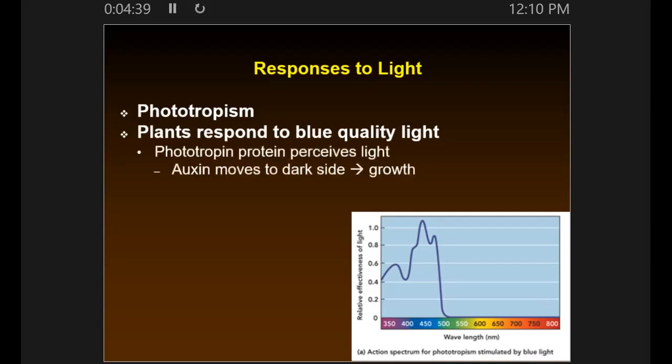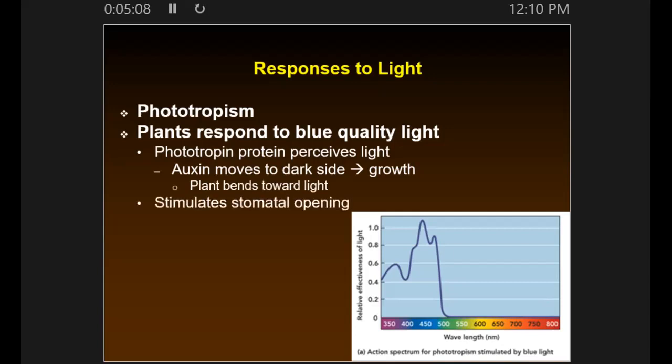So they figured out that there's an actual protein called phototropin that is absorbing that blue light. And that's what's kicking off this whole, okay, we're getting this blue light from this direction. That means we need to send auxin over to the dark side. Okay, so that phototropin protein is very important to kick off that whole phototropism response that the plant is giving.